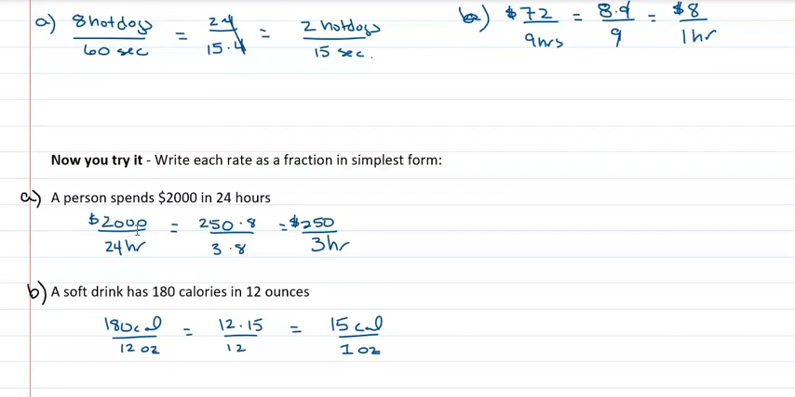Okay, so you're going to take the 2,000 and put it on the top, 24 hours on the bottom, and you end up, after reducing it, with $250 per every 3 hours. A soft drink, after reducing it, you learn that it has 15 calories per ounce, per 1 ounce.